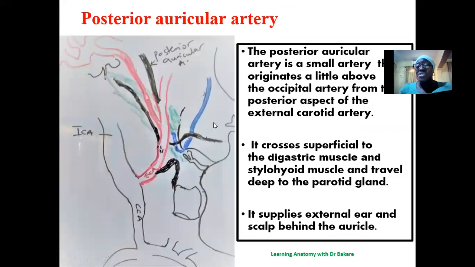Then we have the posterior auricular artery. The posterior auricular artery is a small artery that emerges above the occipital artery. This is the occipital artery. This is the posterior auricular artery. And this runs to supply the external ear and the scalp that is around the posterior part of the ear.